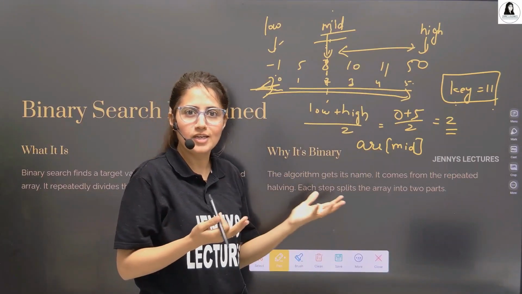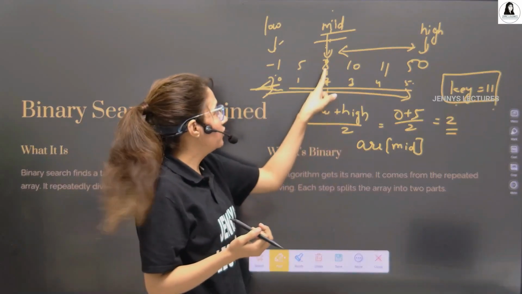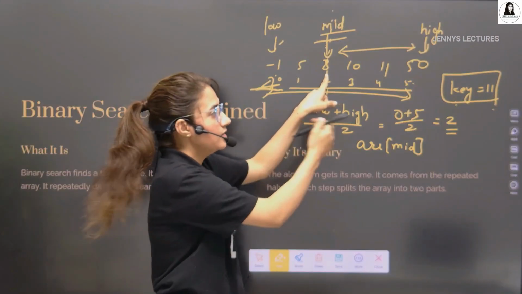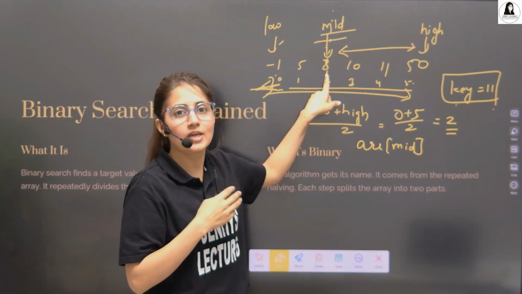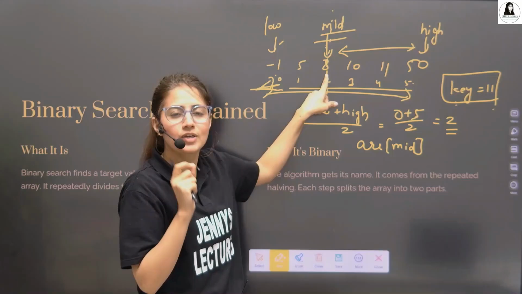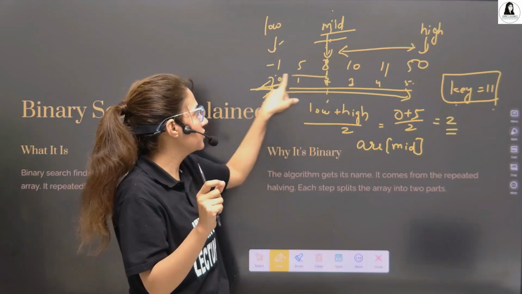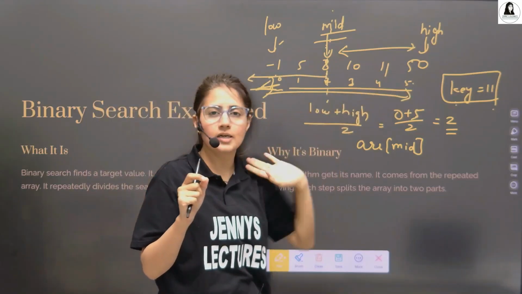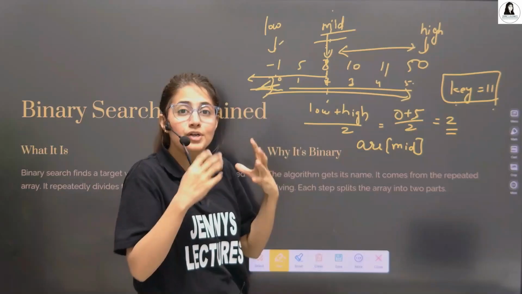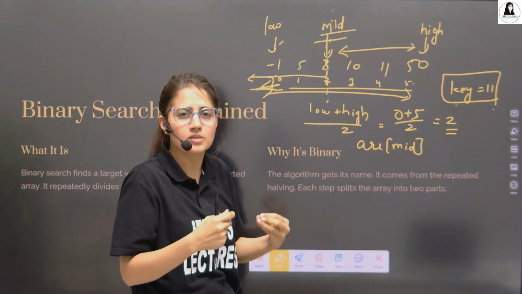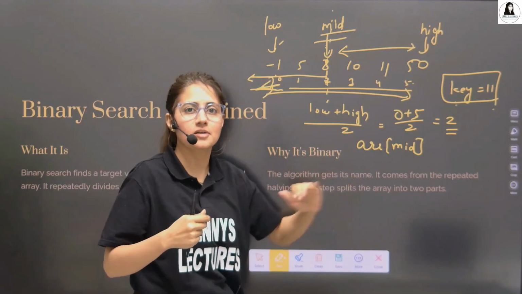Yes, because we know the array is sorted. If this is 8 and our target element is 11, that is more than 8. So we can definitely say that we cannot find 11 in this half. That would definitely be in the right half. So we have reduced our search space by half directly.